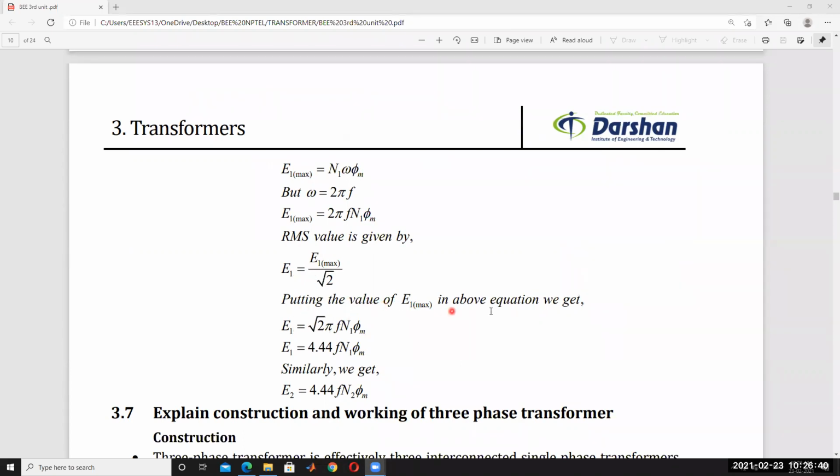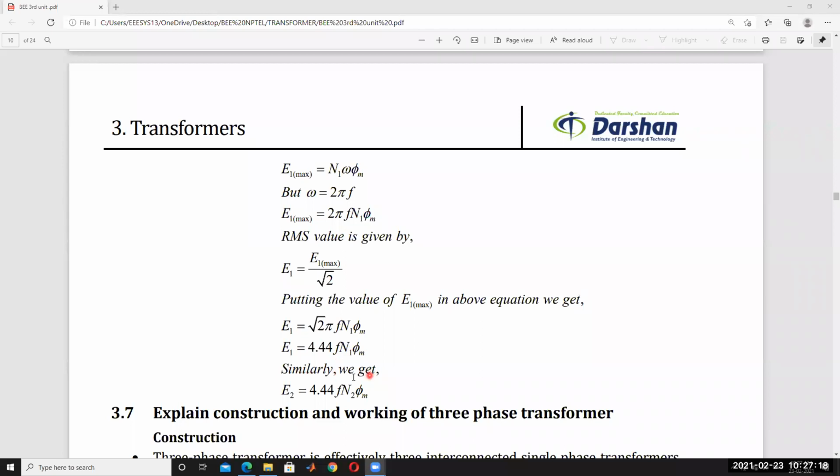Putting the value of E1 max in the above equation, we'll get E1 is equal to 2 pi into f into N1 into φm by root 2, that is root 2 into pi into f into N1 into φm. So we'll get 4.44 into f into N1 into φm. This is the EMF equation in a transformer. This is called the EMF equation in a transformer.